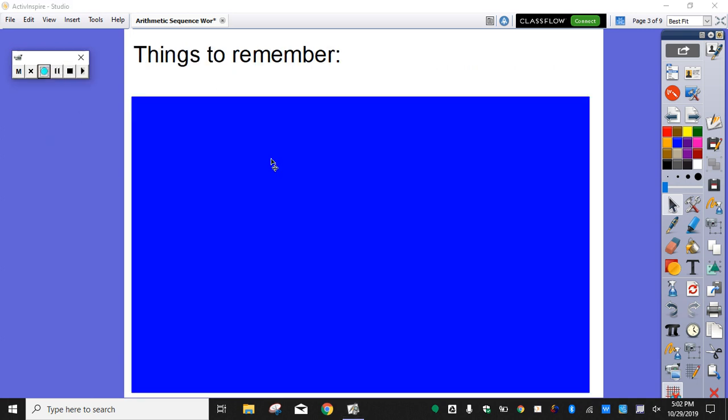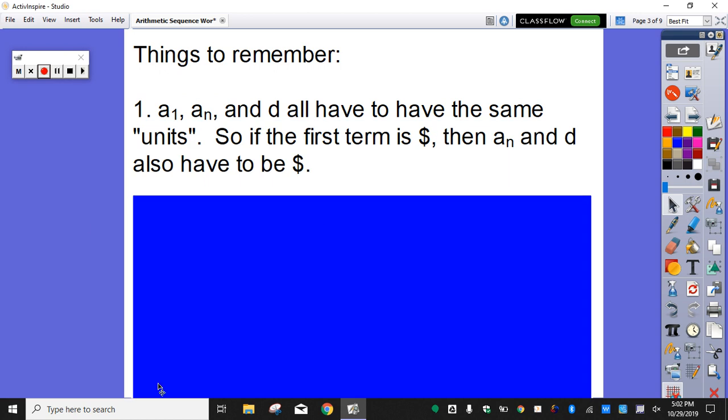Some things to remember. First thing, your first term, the term they're asking for, and d, your common difference, all have to have the same units. So that's a huge hint. Sometimes they'll throw extra information at you, and you need to be able to distinguish between, okay, what do I actually use for these values and what do I not use? So if the first term is in a unit of dollars, then a sub n and d, the common difference, also have to be in dollars. That's a really big hint.